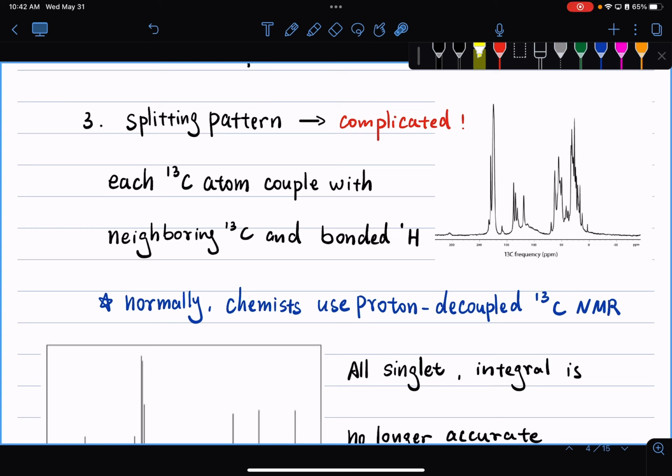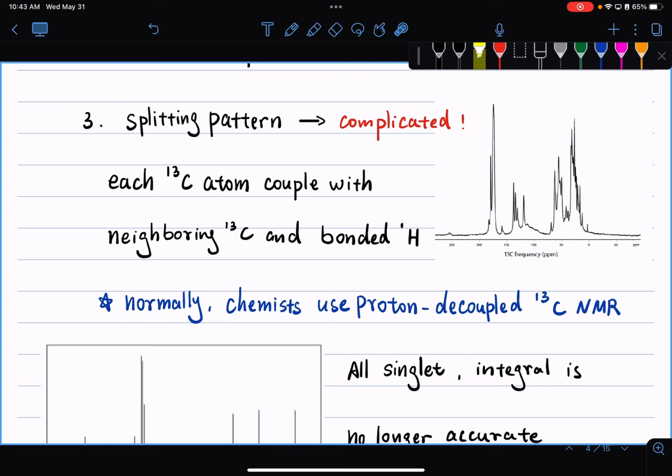And if you only have one neighbor, it can be plus or minus, either upfield or downfield. So that's a doublet. For the carbon NMR, the coupling is the same idea. We're talking about the carbon NMR signal being affected by its neighboring atoms.